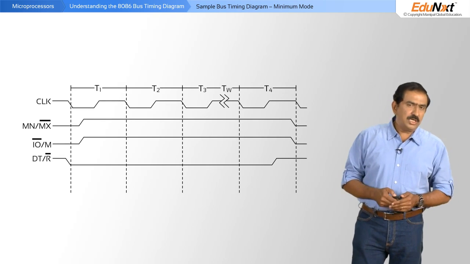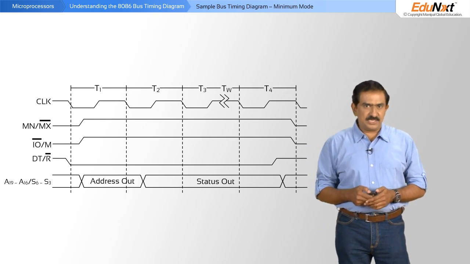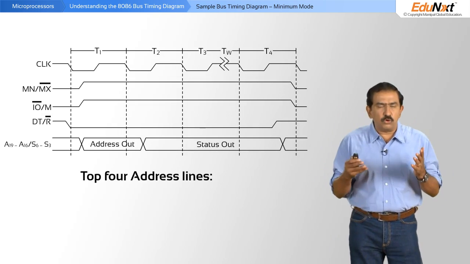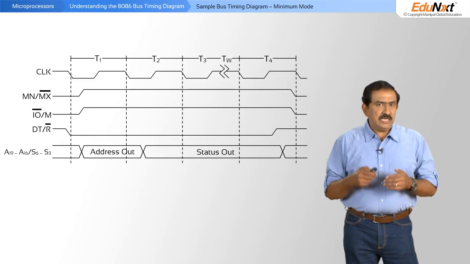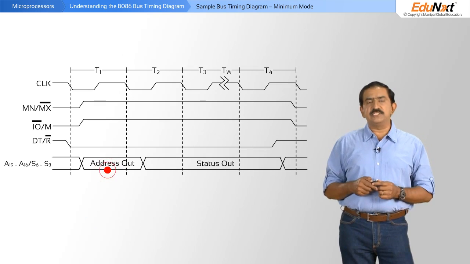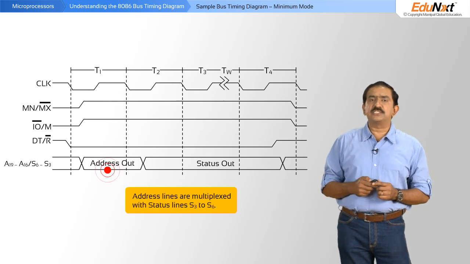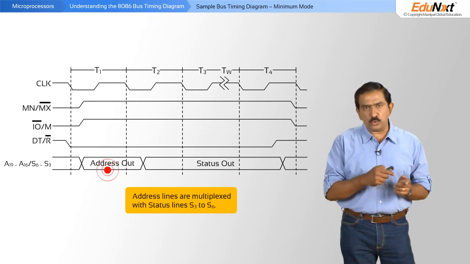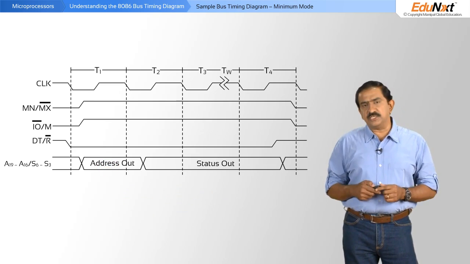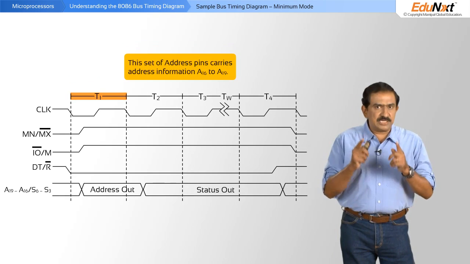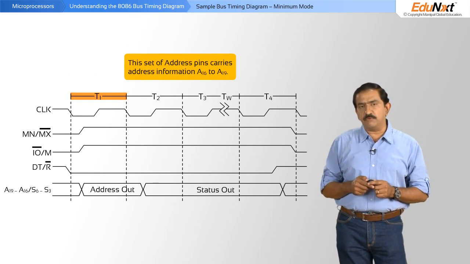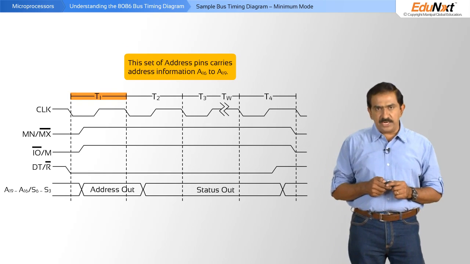Let's now move on to the top few address lines, and in this case the top four address lines, A16, 17, 18 and 19. These address lines in the case of the 8086 are multiplexed with the status lines S3 to S6, and the way it works is, in the first clock pulse, this set of pins carries address information A16 to A19.